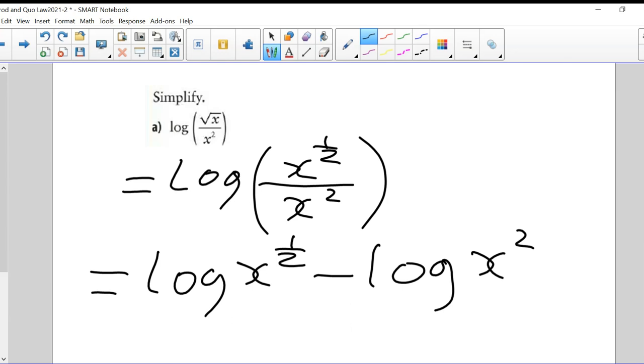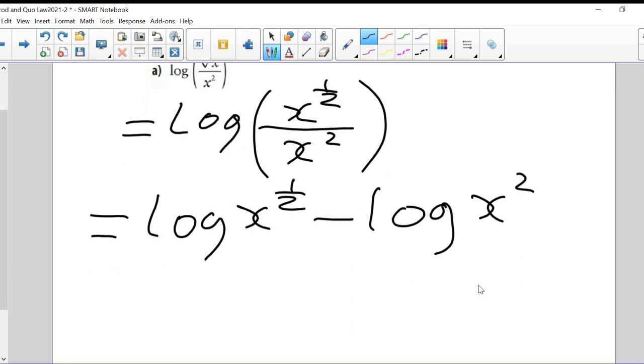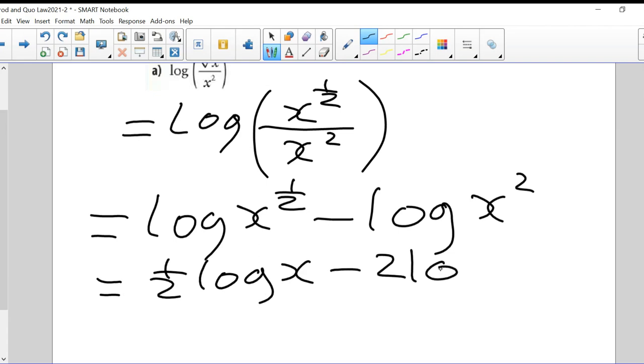Perfect. So now the next step is to use that power law that we just learned in the previous class and say that's equal to a half log of x minus 2 log of x. Does that make sense? Because we just learned that in the previous class. Not just Isaac, but everybody else. Does everybody follow the logic of that? It's a half times the log of x, minus 2 times the log of x. Not just Isaac. Thank you, Isaac, for chiming in. But how about everybody else?